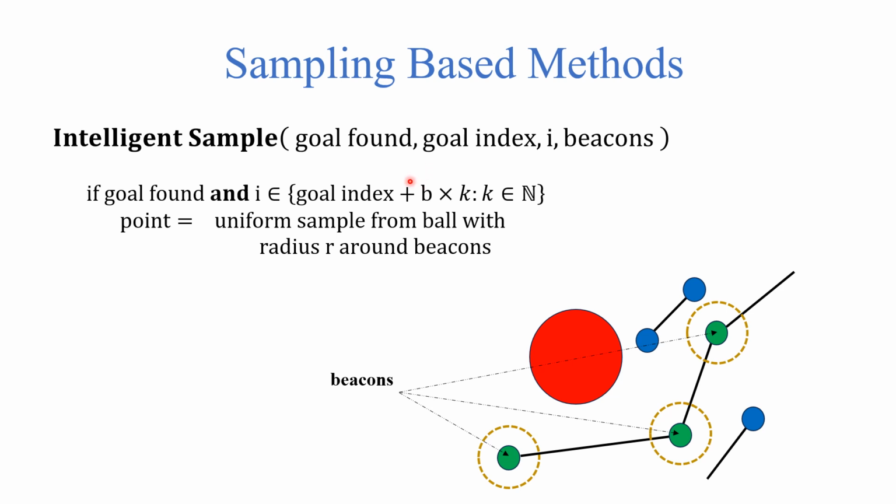So if b is like 3, then we're going to wait until we find the goal, and then we're going to sample every 3 iterations from these beacons. Now, why is sampling from the beacons actually beneficial? That's because we believe that the beacons contain information regarding the boundary of the obstacle, as can be seen here. Else, we're going to use just the normal uniform sample from the free space.